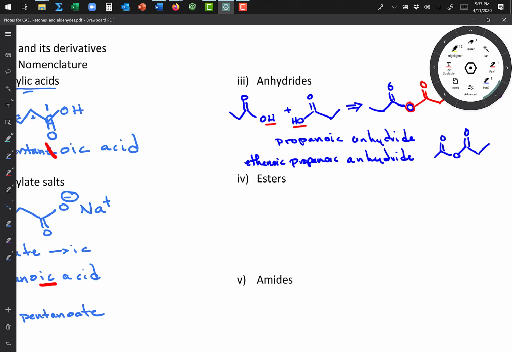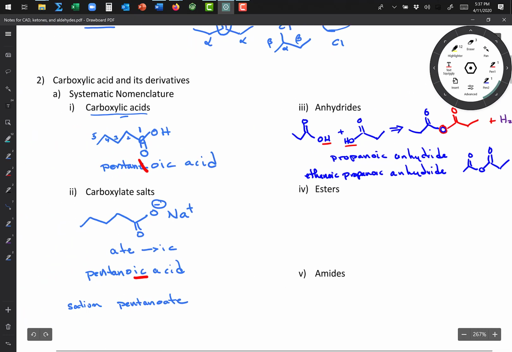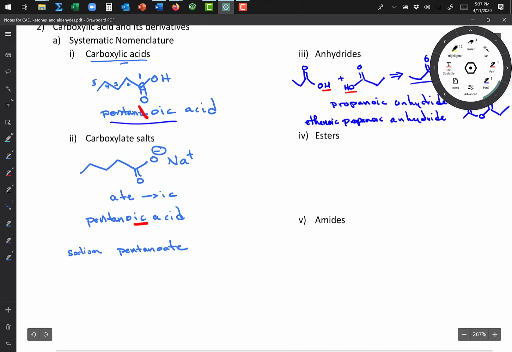Now, esters get a bit more involved. If you know the name of the acid, you can name the anhydride that it would make. So 2 pentanoic acids that got together would just be called pentanoic anhydride. It turns out esters are named from the carboxylate salts. So an anhydride is this kind of structure. An ester is this kind of structure.